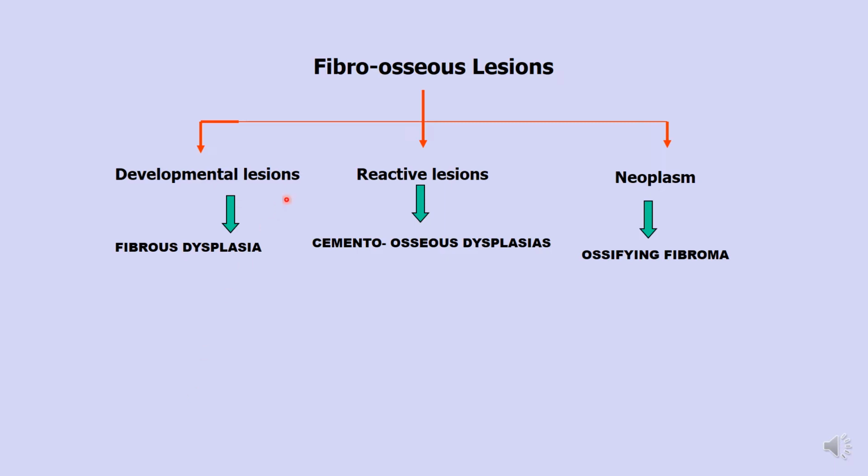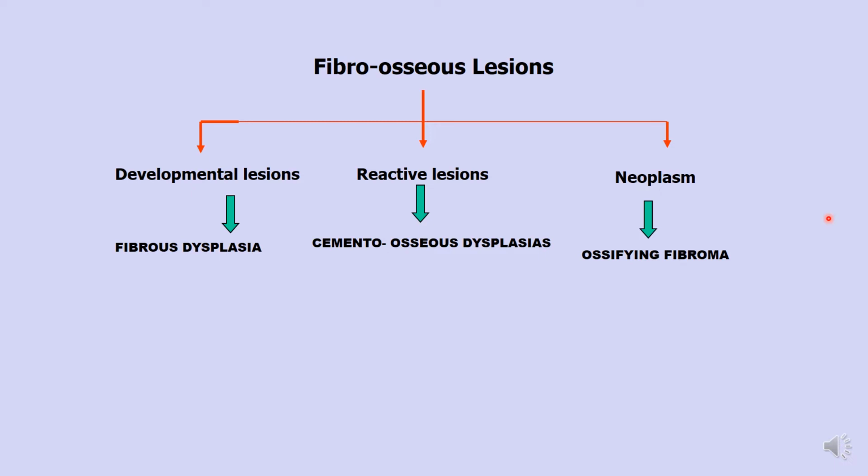Right, now when we look at fibro-osseous lesions, as we've understood, normal bone is replaced by fibrous tissue, and that fibrous tissue undergoes mineralization. That's what fibro-osseous lesions are. It's a process. Now these fibro-osseous lesions collectively are categorized into three types. Developmental lesions, which is fibrous dysplasia. Reactive lesions, that means they occur secondary to inflammatory components, which is cementosseous dysplasia. And the third component is neoplastic. Neoplasm means new growth, and under it comes the benign neoplasm, ossifying fibroma.